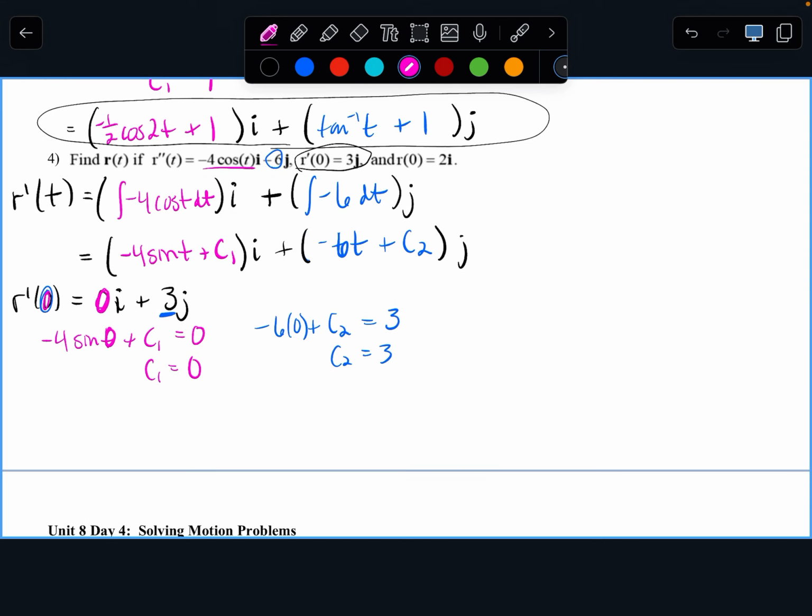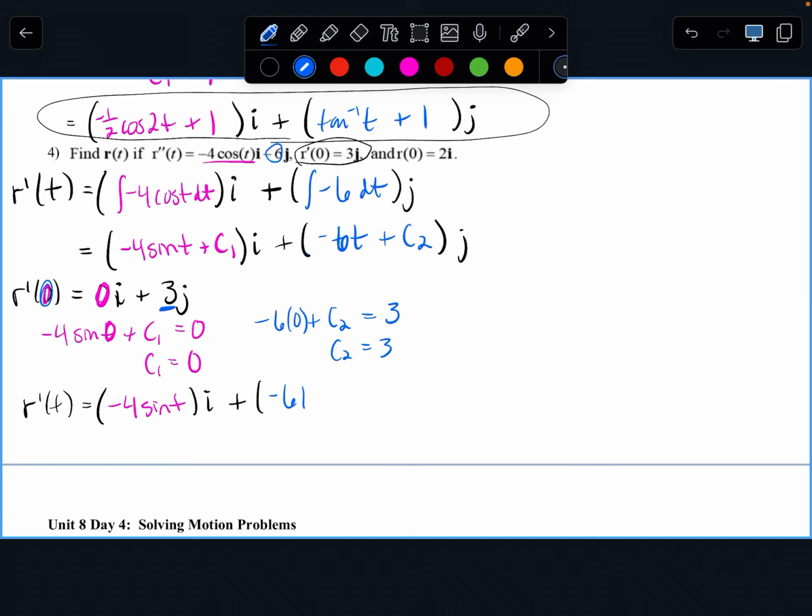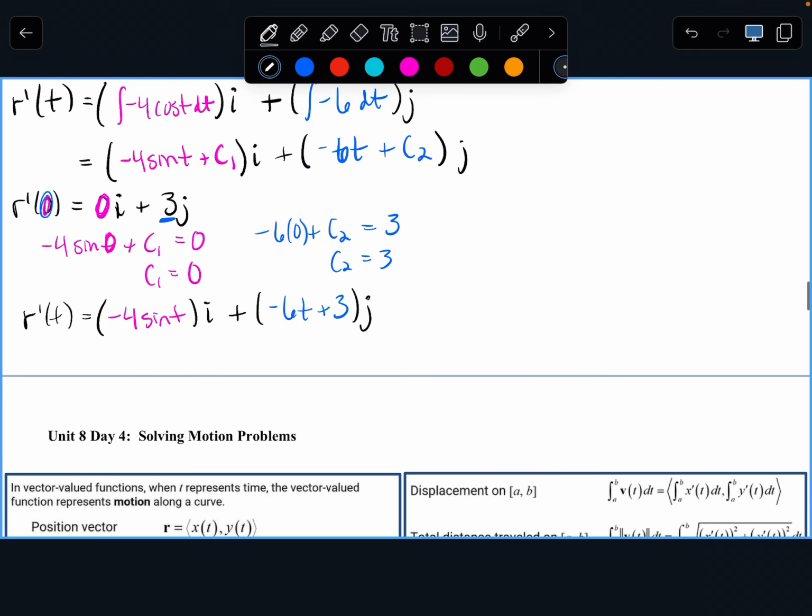Okay, and then now you're going to do it again. So r prime is just -4 sine t, and then the c was just 0, so that's lame. And then your other guy was -6t, but then your c was 3. That's your j. And then now you do it again, but now it's for regular r. For your c's, you call them sub 3 and sub 4, so you can keep your life organized.